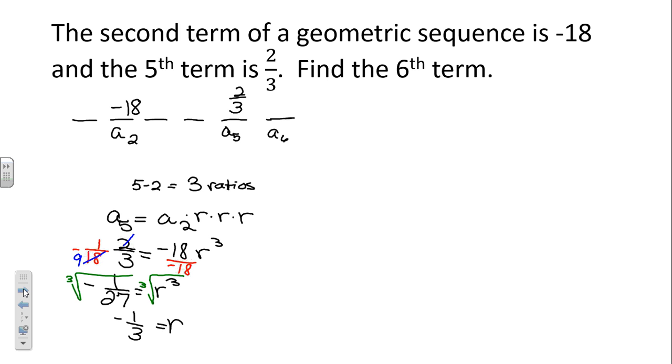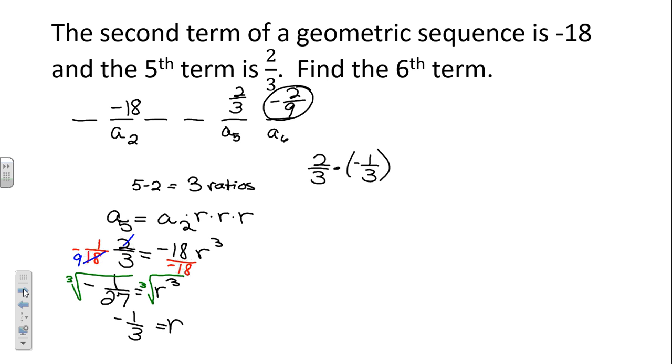Okay? So if we know that a sub 5, our fifth term, is 2/3, if we take that times our ratio, what will our sixth term be? Negative 2/9. Okay.